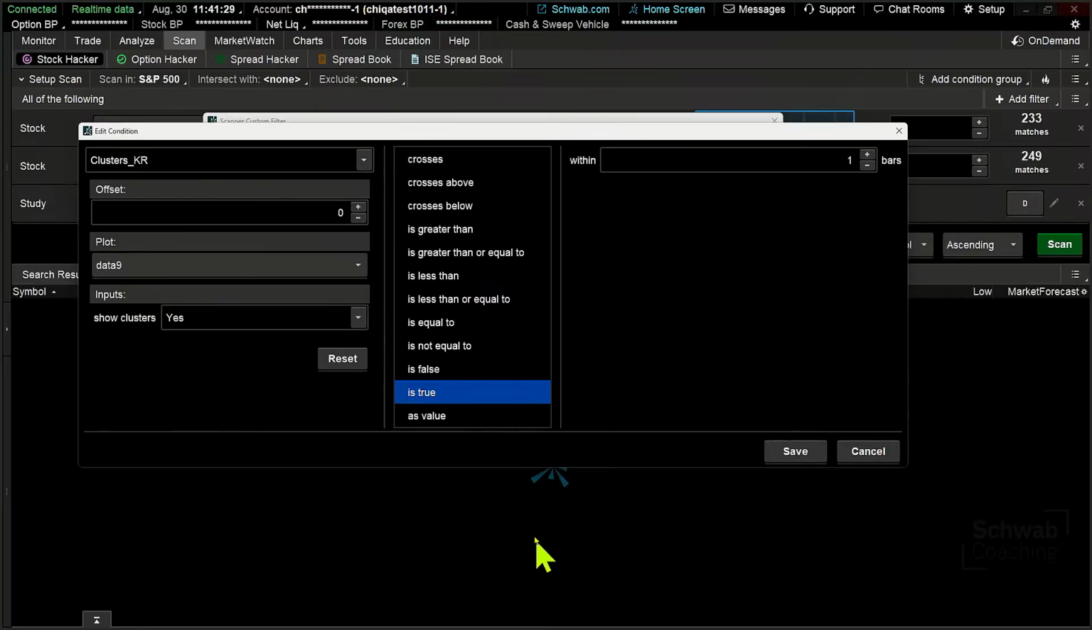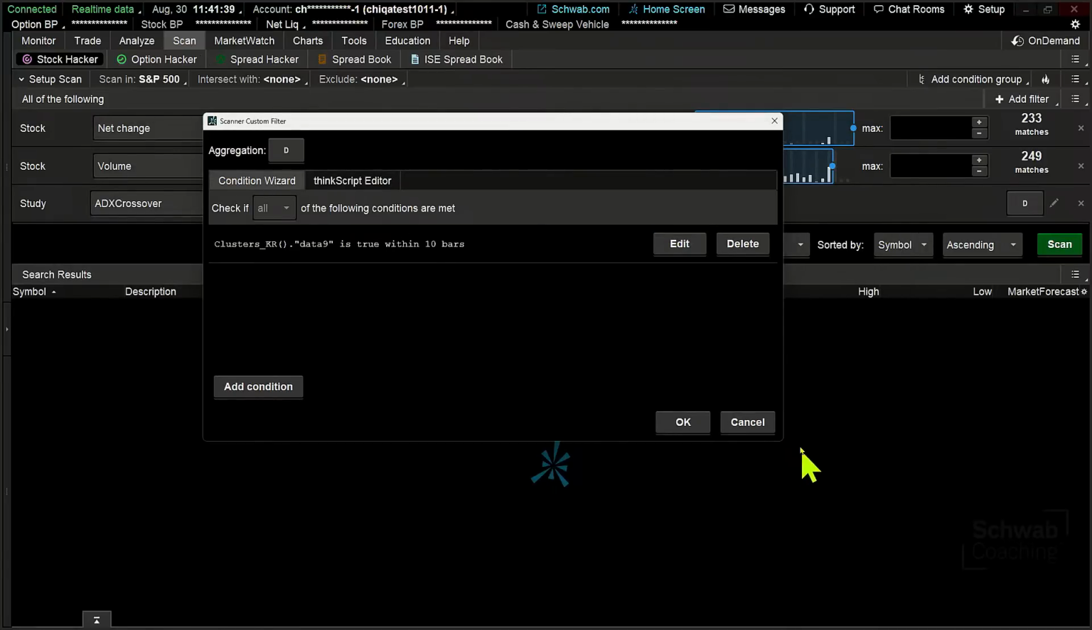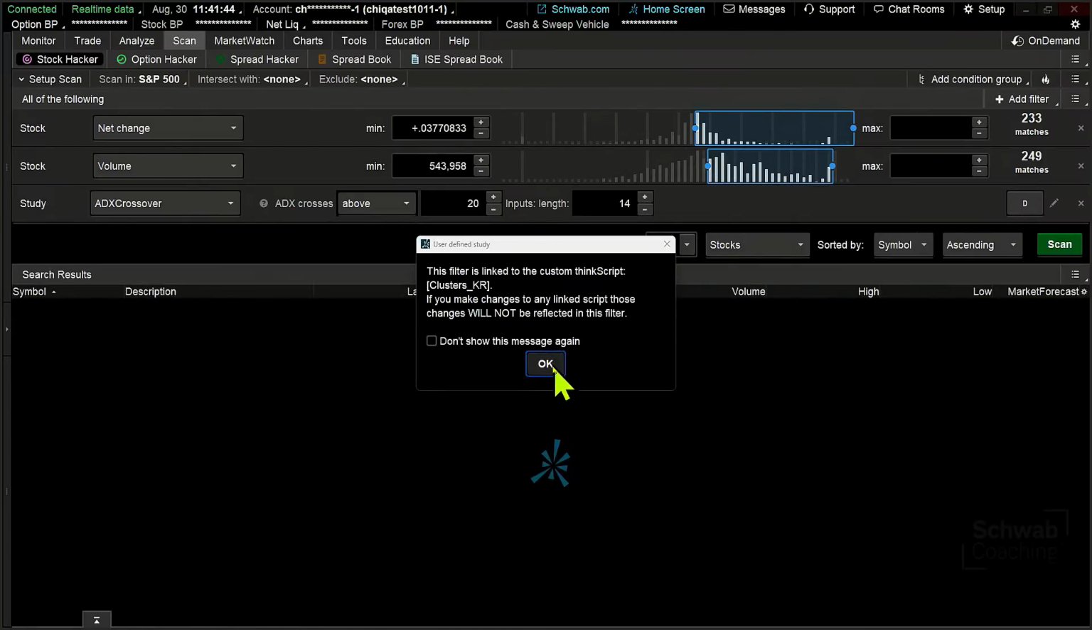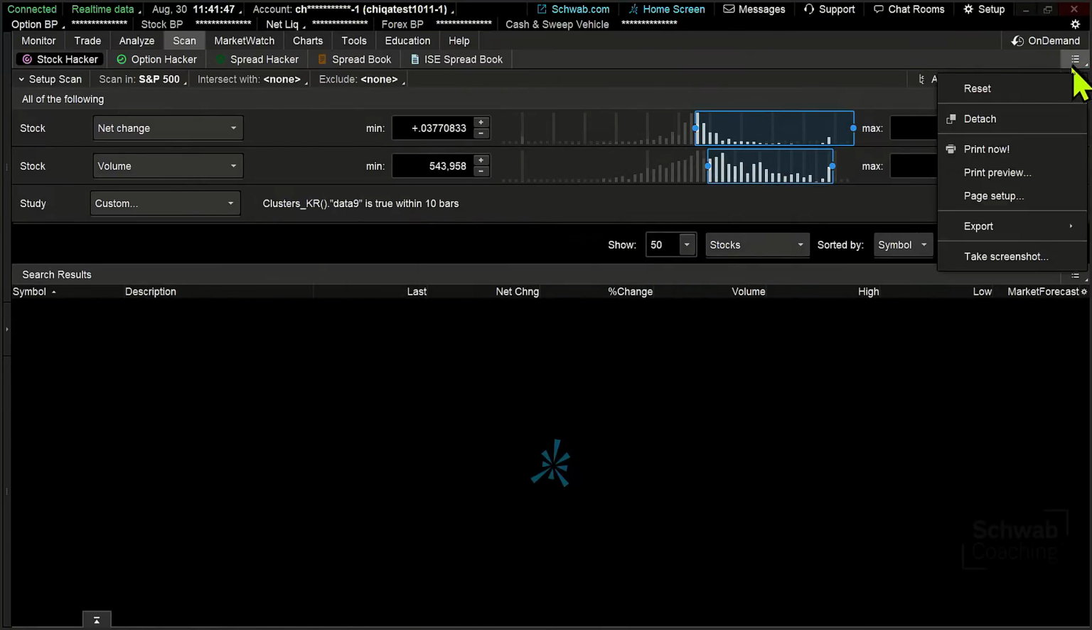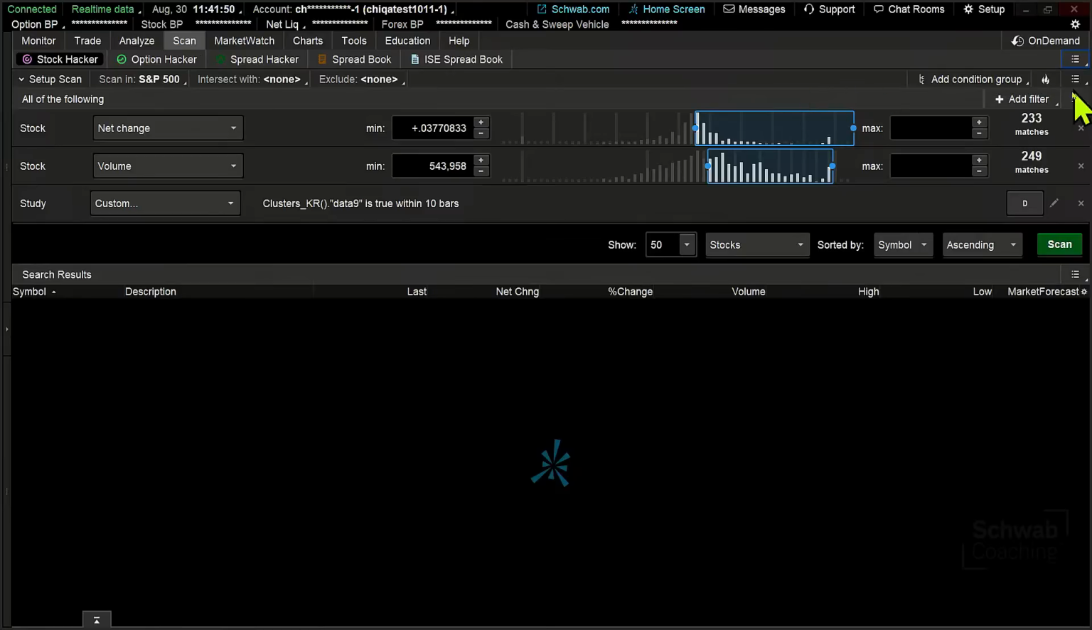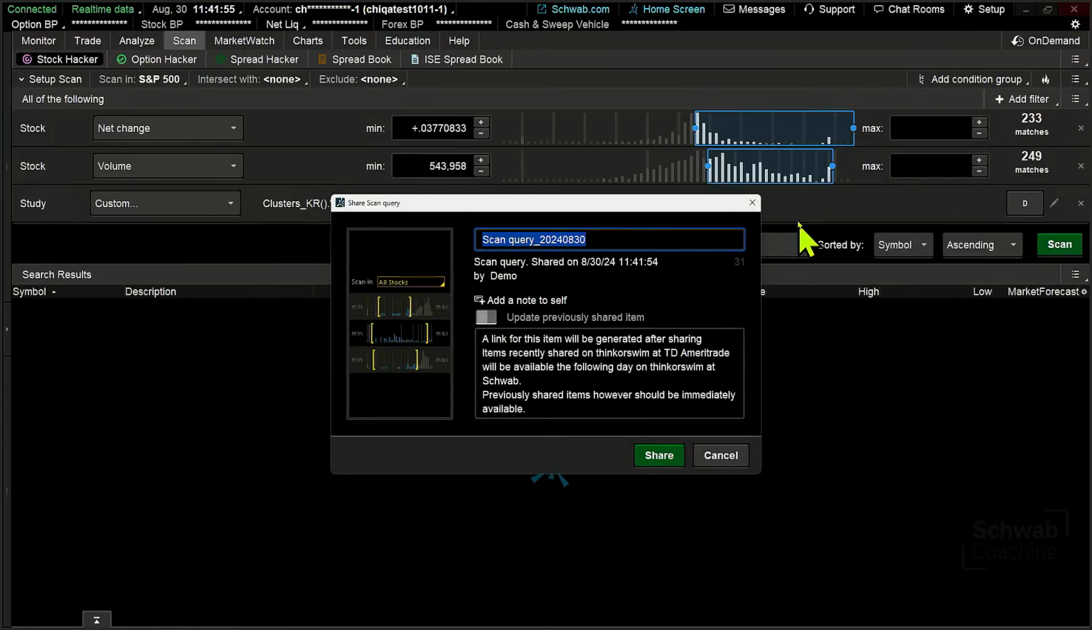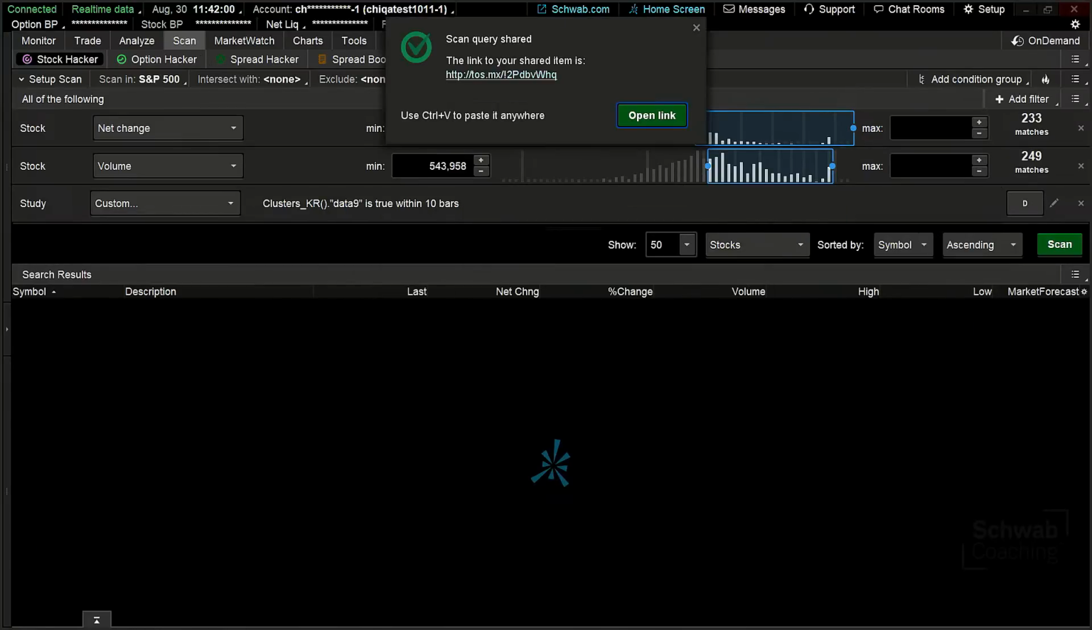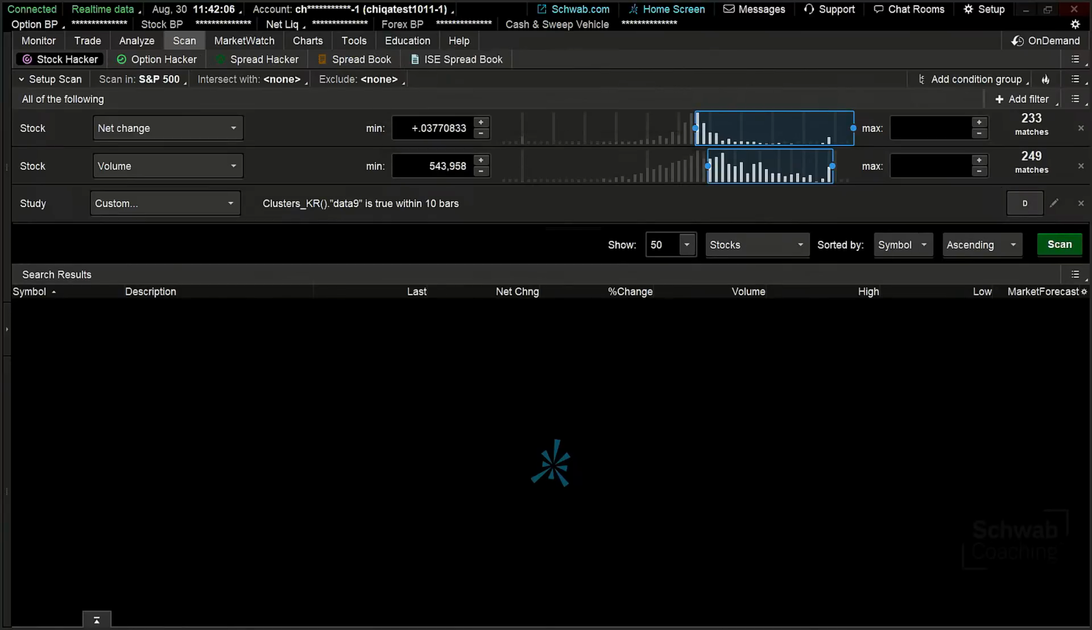If the stock has a bullish cluster within the last 10 bars or 10 trading days, then report that back as part of the scan. And I'm going to click on OK. And I will share this as well. Okay, so I will share this scan really quickly so that we've got it. Whoops, there it is. Share scan query. We'll call this cluster scan. Click on share, and I will pop this right back here. Again, remember, those are not guaranteed.